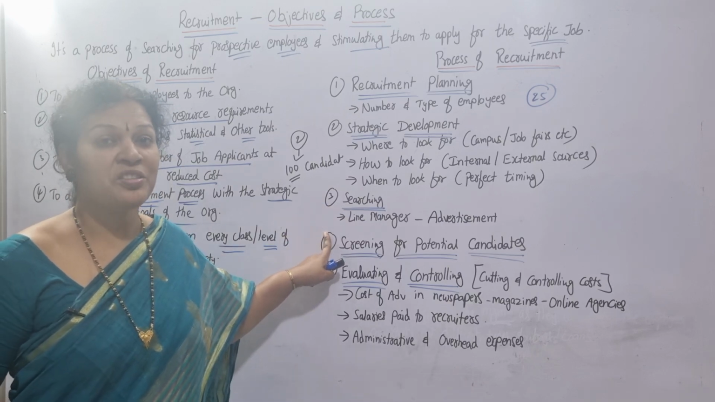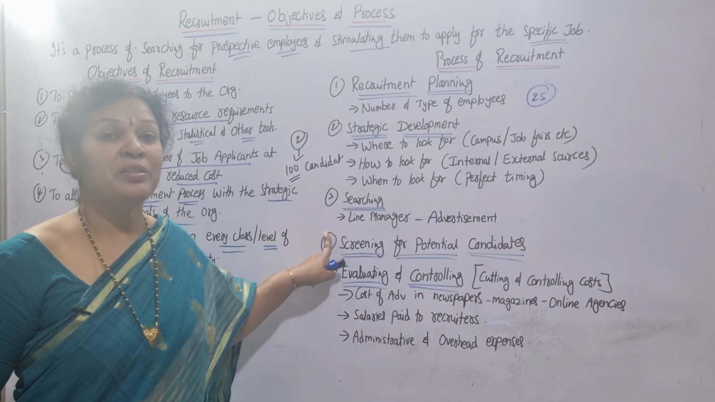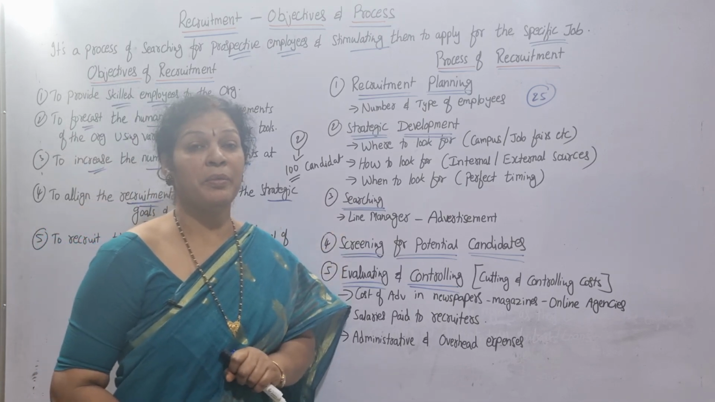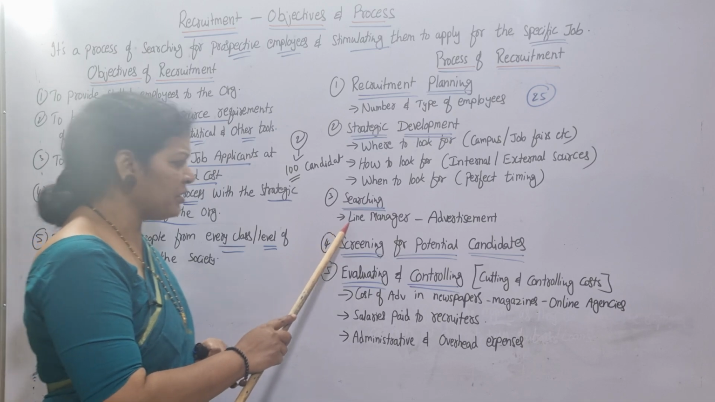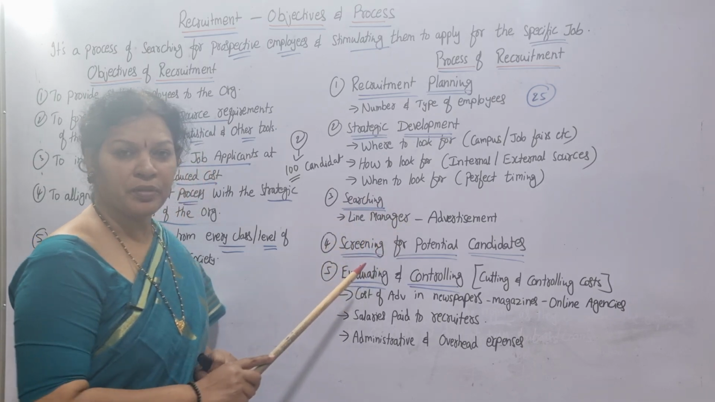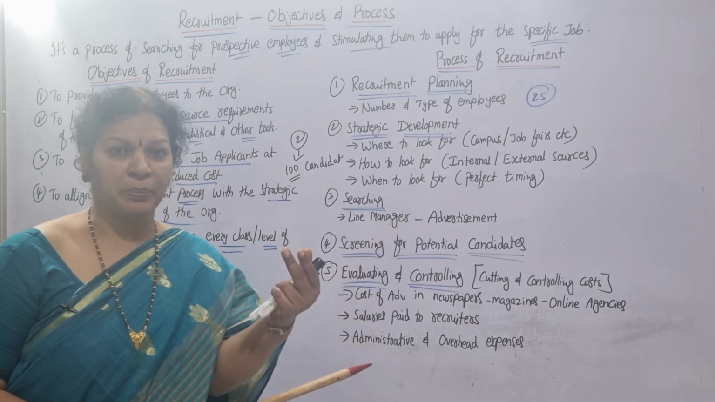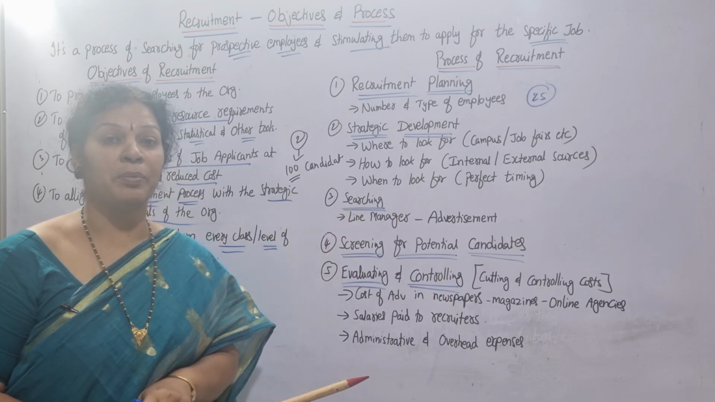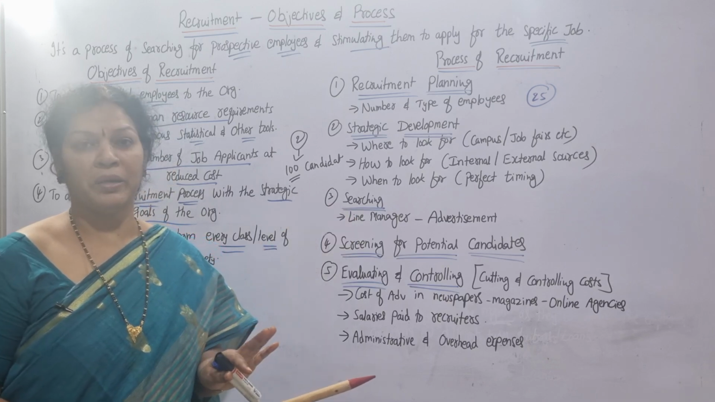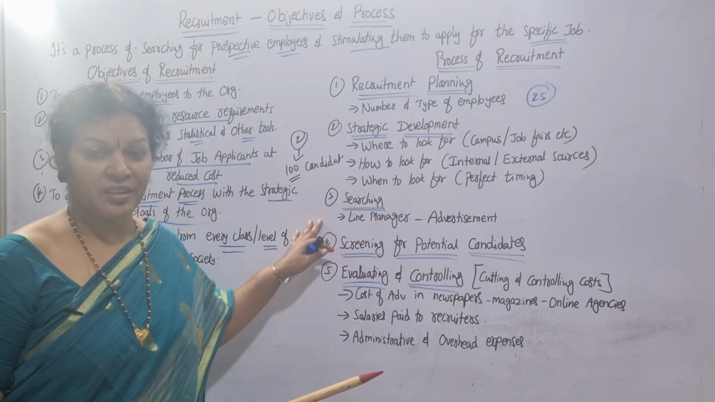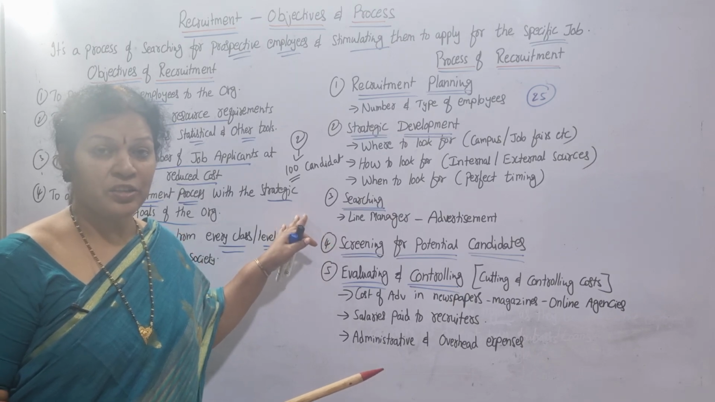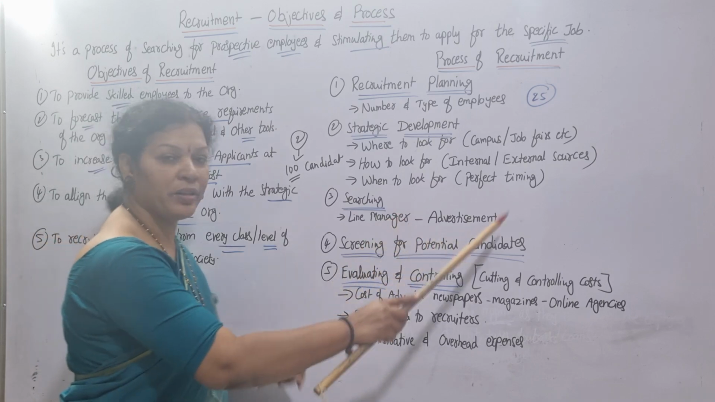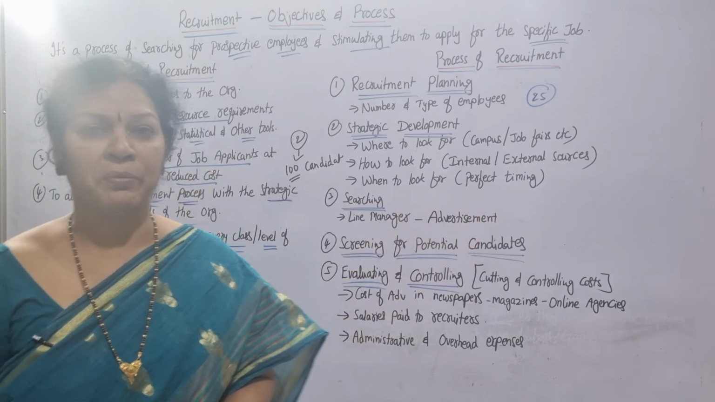We are going to search the employees. How do we search? Through a proper media. Once the line manager, the authority people, says go ahead and recruit the employees, so there is a requirement signal, and that signal has to be given by the line manager. Once he gives it, then you go for the advertisement. How do you give the advertisement?